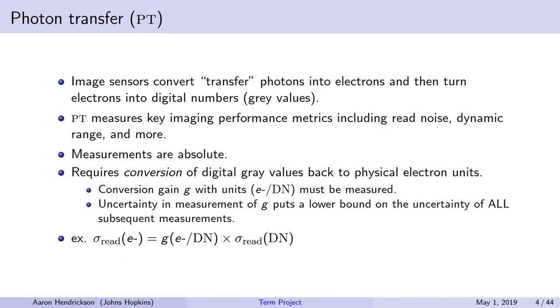For example, on the last line here, the read noise: we measure the read noise from the sensor in digital numbers, or gray values, and we multiply it by the gain. It's the same process for all these other measurements. We have to multiply by the gain. So if there's a lot of uncertainty in the gain, there's a lot of uncertainty in all of our measurements, and we really want to be able to control that. This is where I've spent the last several years of my life, modeling the distribution of this gain and looking at how we control its uncertainty.